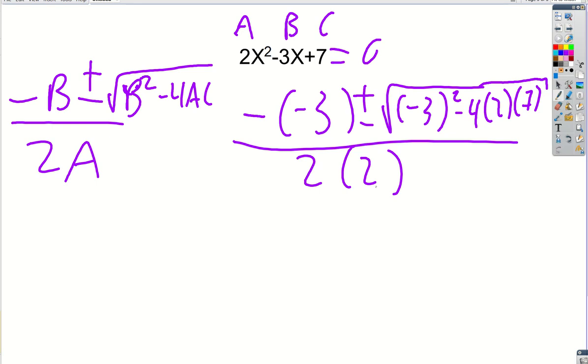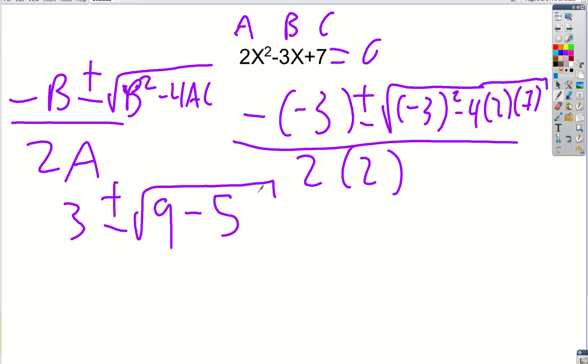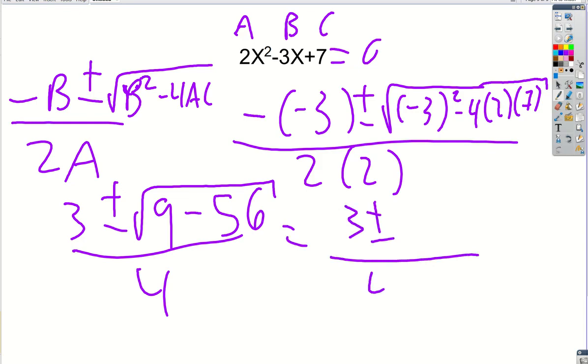So negative, negative, make a positive, plus or minus, square root, 3 squared is 9, 4 times 2 is 8. 8 times 7 is going to be negative 56 all over 4. And then I get 3 plus or minus the square root of negative 45 all over 4. And I'm going to stop right there.